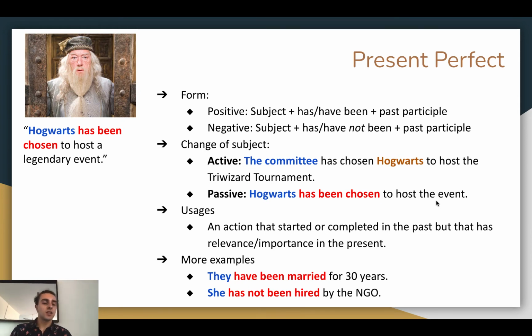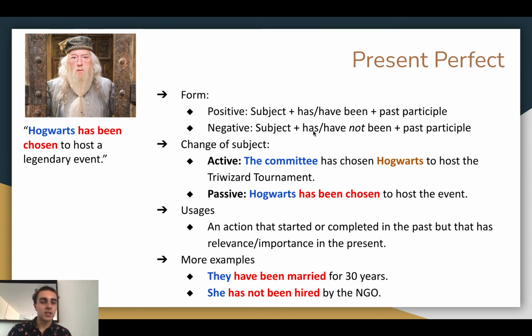So here we see Albus Dumbledore again. He says, Hogwarts has been chosen to host a legendary event. So with this form, we have the subject plus has or have been plus the past participle. And then in the negative form, it's the same thing. We just put not between has, have, and been, right?